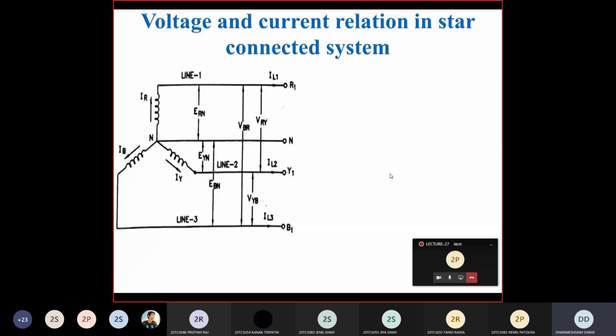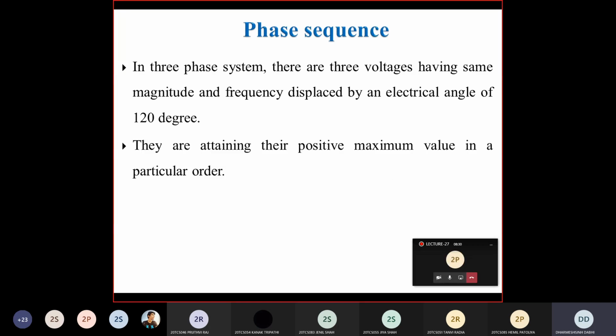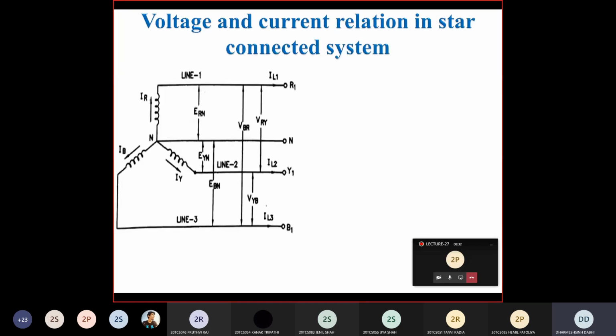So as we saw in the last lecture, the voltage and current relation for the star connected three phase system. Okay, let's revise the last lecture. So we have studied what the voltage and current relation is. You can see the circuit diagram of the star connected system.